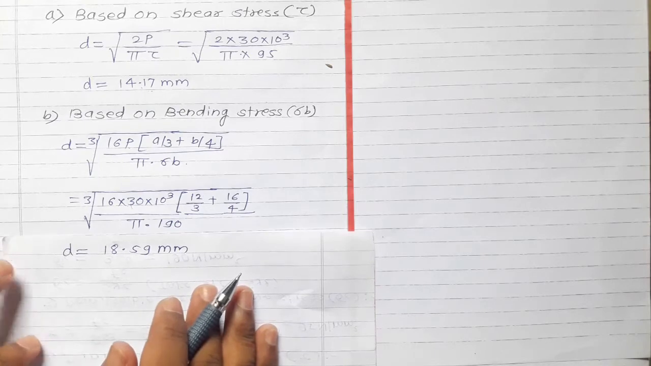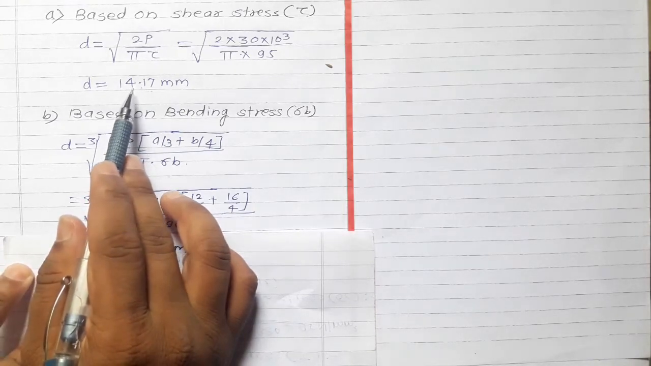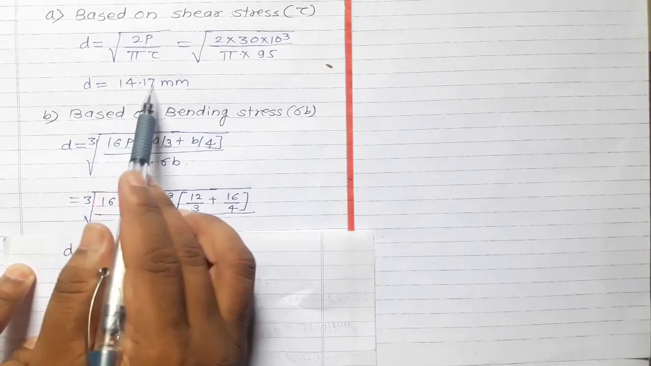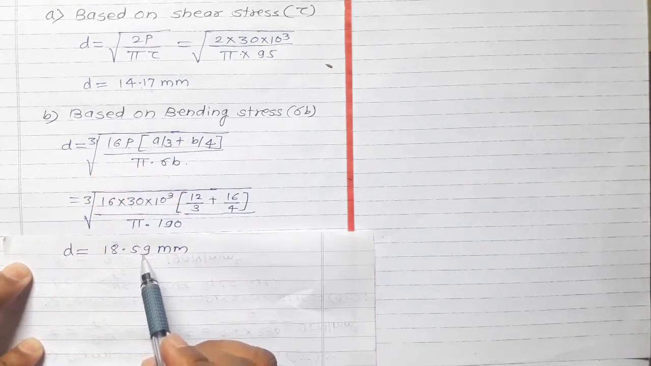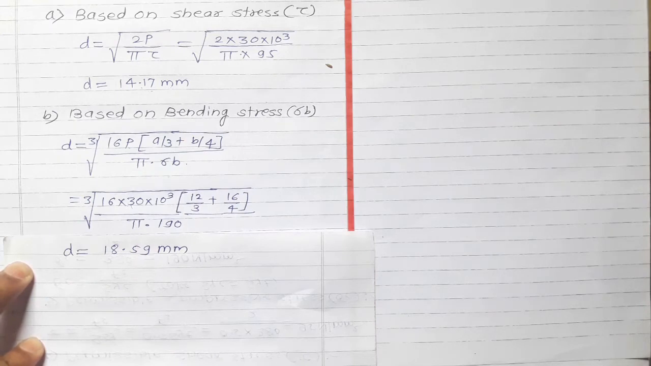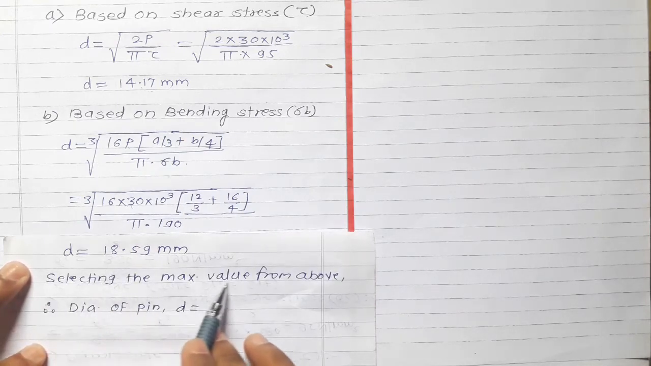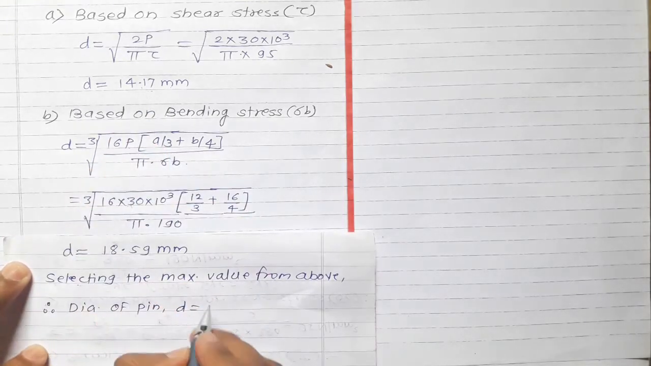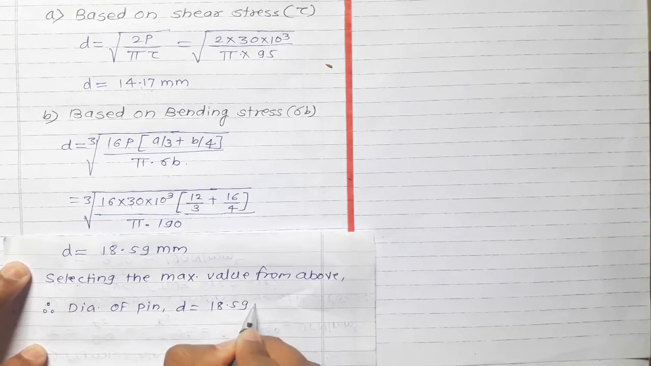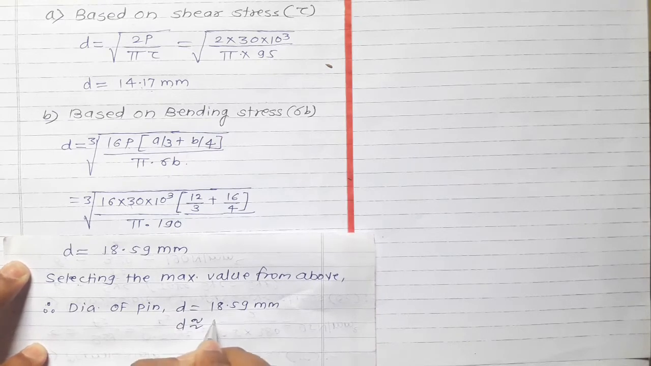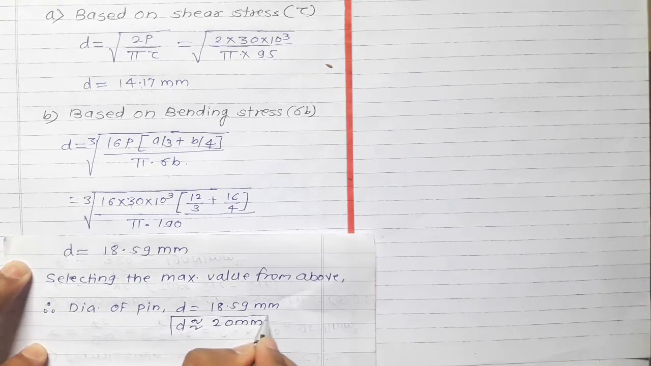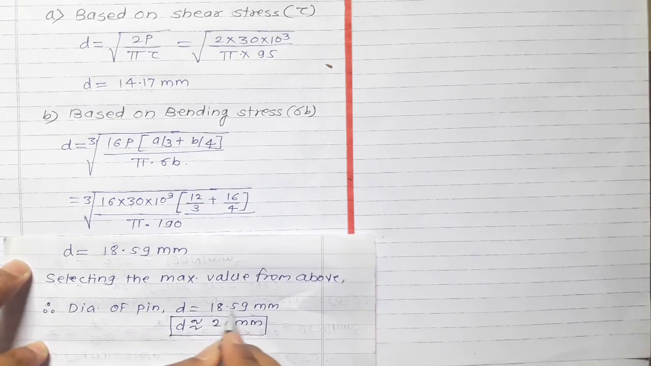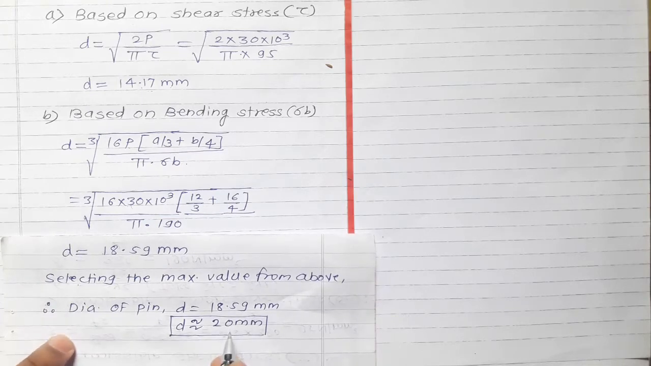Okay, now what we have to do, we have to select the maximum value from these two values, that is the diameter of pin based on shear stress and diameter of pin based on bending stress. So we have to write one statement here. Therefore write selecting the maximum value from above. Therefore the diameter of pin maximum from these two values is 18.59 mm. So therefore let us round up this value. So D is equal to 20 mm. You can add 2 to 3 mm into this final answer of D and you can round up this answer.